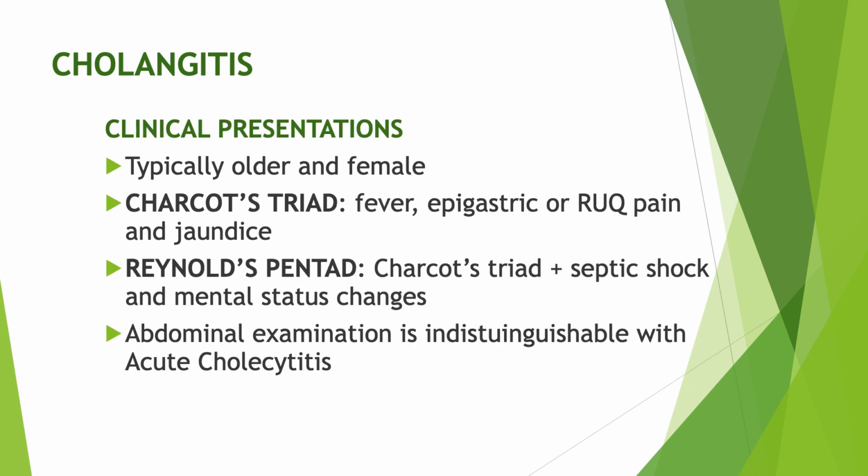Cholangitis may present as anything from a mild, self-limited episode to a fulminant, potentially life-threatening septicemia. Patients with gallstone-induced cholangitis are most commonly older and female. The most common presentation is fever, epigastric or right upper quadrant pain, and jaundice. These classic symptoms are known as Charcot's triad. They are present in about two-thirds of patients. The illness can progress rapidly with the development of shock and altered mental status, known as Reynolds pentad. And then abdominal examination is indistinguishable from that of patients with acute cholecystitis.